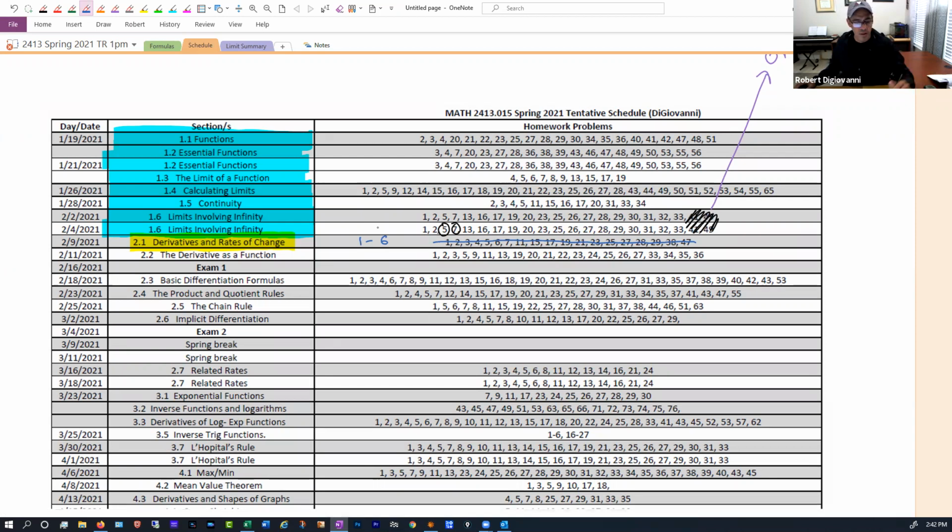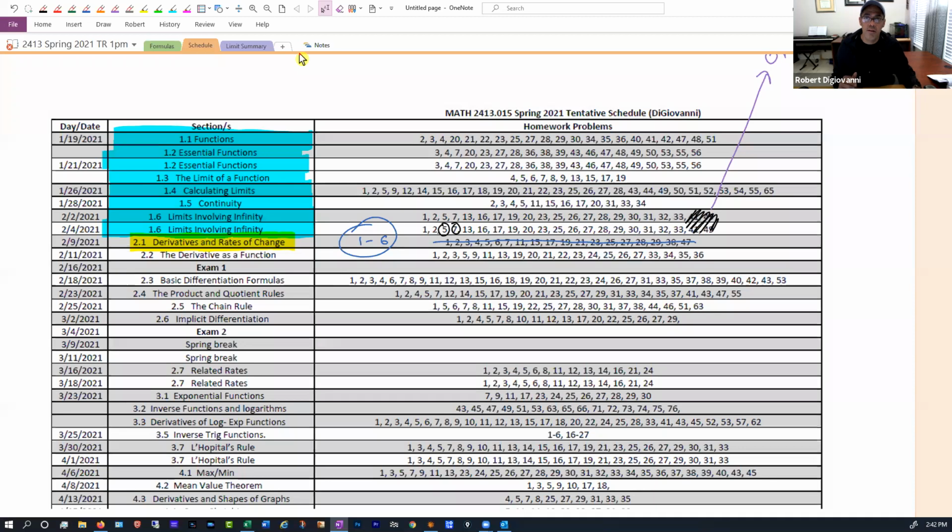confuse you. All I want you to do, on each one of these problems, they're going to give you a function, and then they're going to give you a point. Okay? A function and a point, just like the 2 problems we just did. Follow the same thing we just did in class.